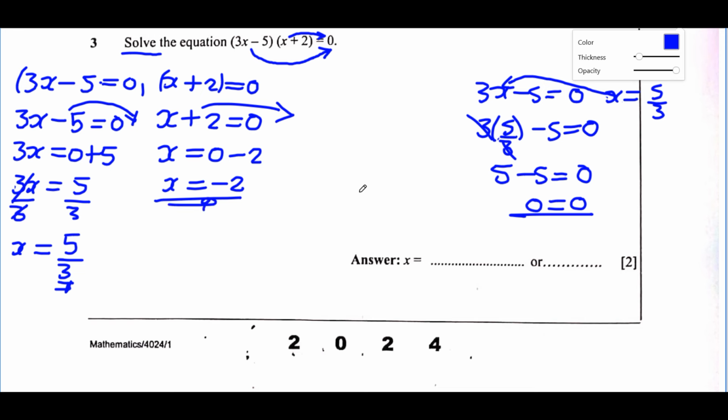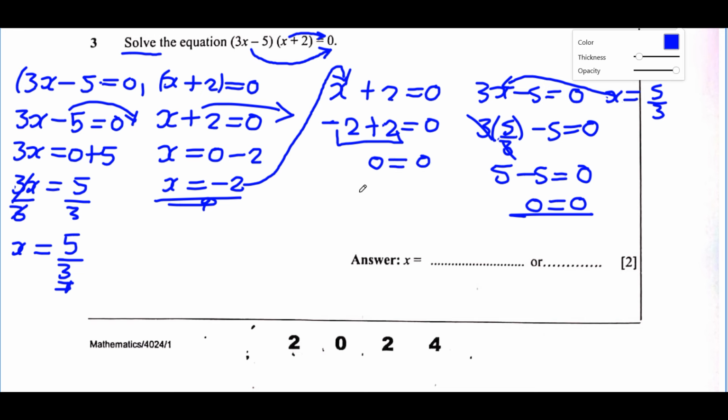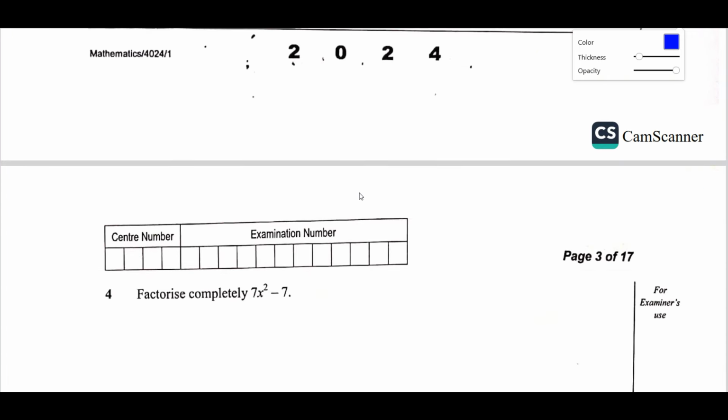How true is this? So let's look at this equation. x plus 2 is equal to 0. If we substitute negative 2 where x is, can the solution be satisfied? So let's check. Negative 2 plus 2 is equal to 0. We know that these two will give us 0 is equal to 0. So the solutions are okay. So we are done with the first question. Third question. So we move on to question number 4.